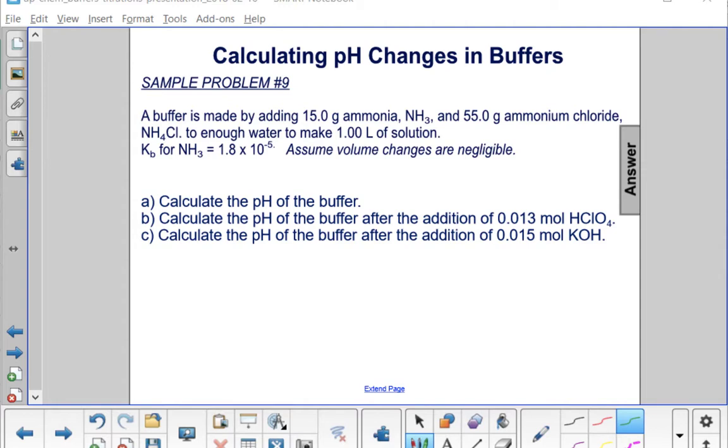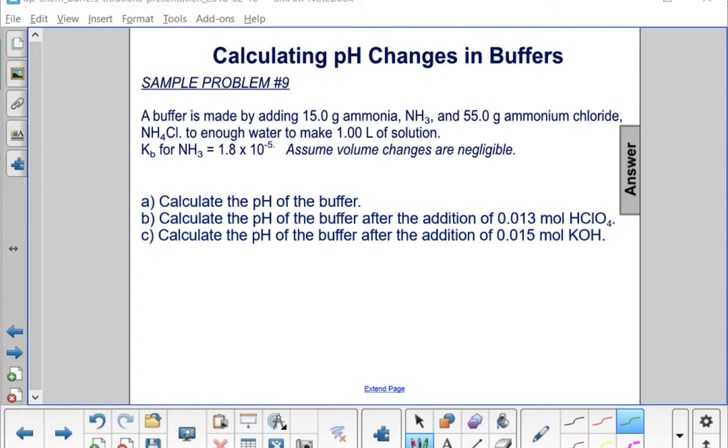All right, sample problem 9. A buffer is made by adding 15 grams of ammonia and 55 grams of ammonium chloride to enough water to make 1 liter of solution. The Kb for the ammonia is given as 1.8 times 10 to the minus 5. And we're going to do what we generally do for these buffer problems.